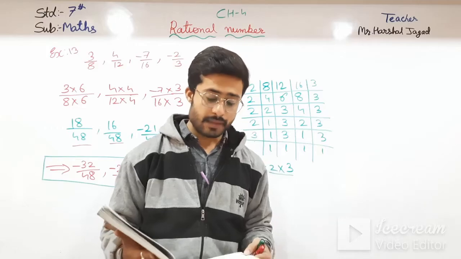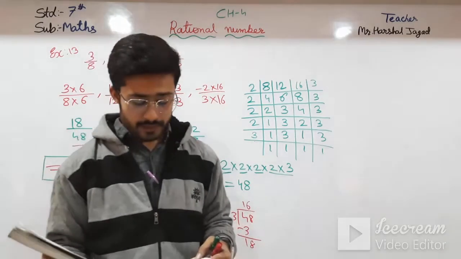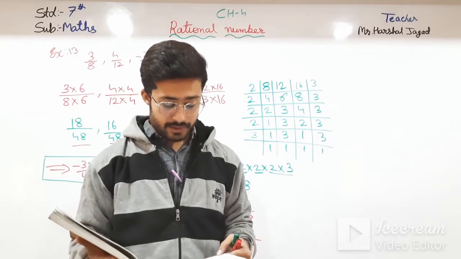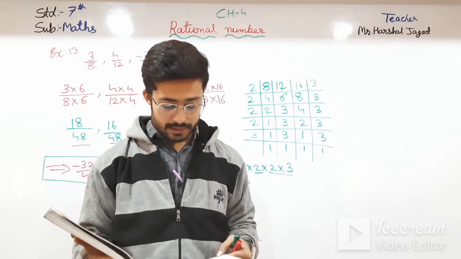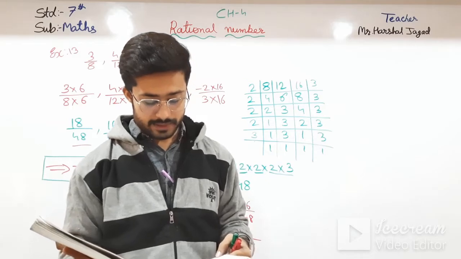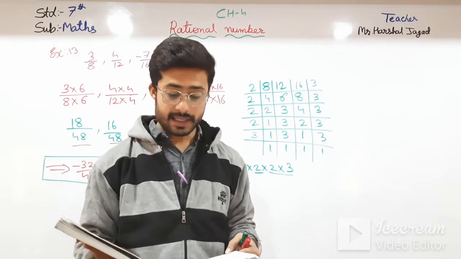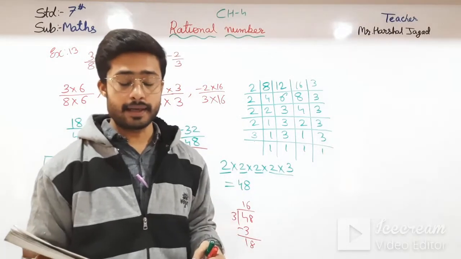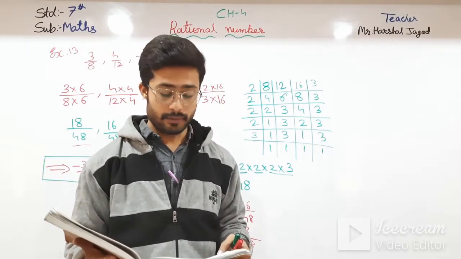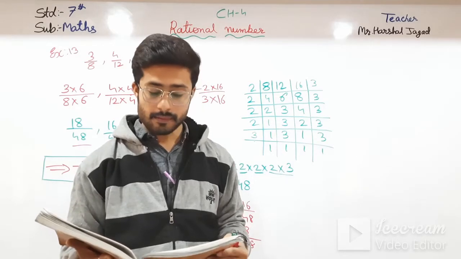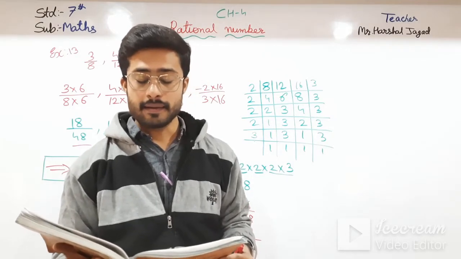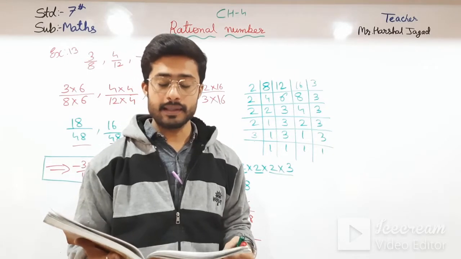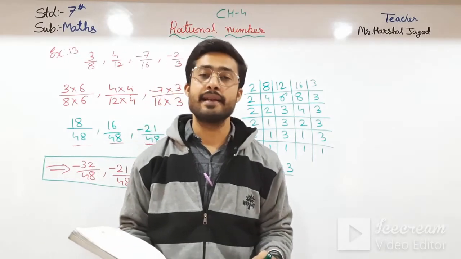Okay students, and further if you want to find more than two rational numbers between them, then we can convert the denominator into any multiple of its LCM. Say 28, so again we have to multiply this with 14. Okay, and we will get the answer, and in that way we can find more rational numbers.